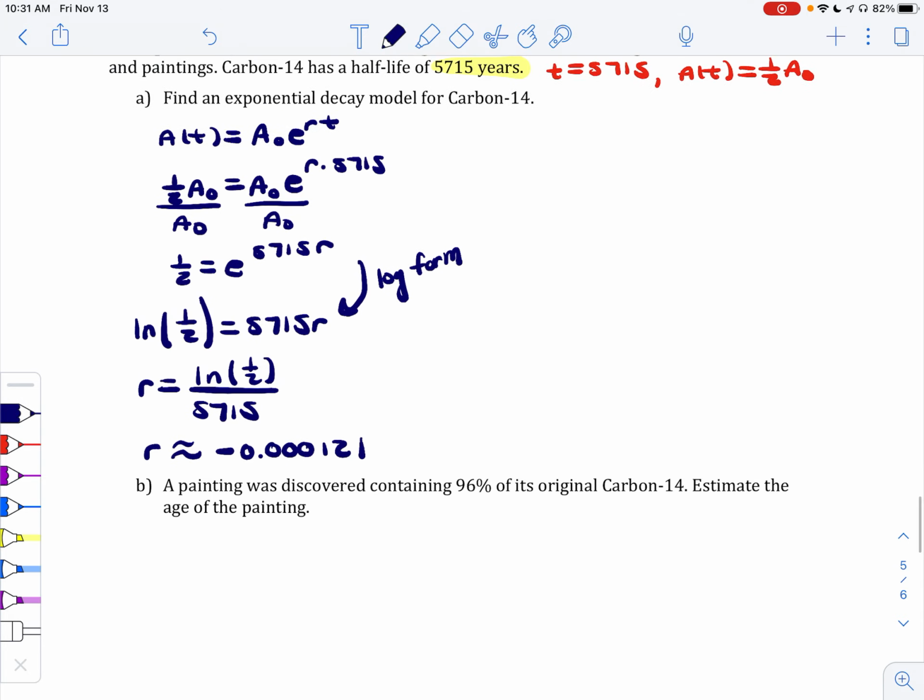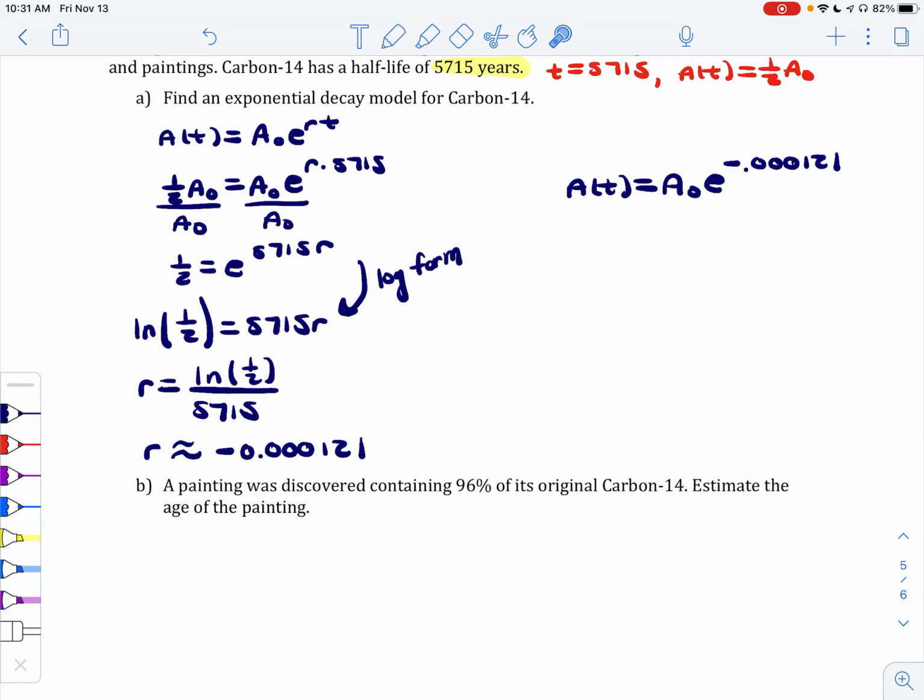All right, so putting this all back together, we are going to get A of t is equal to A naught times e to the power of negative 0.000121 t. Okay. Now in this one, like I mentioned before, we just left our initial amount as A naught because we weren't given a specific value.